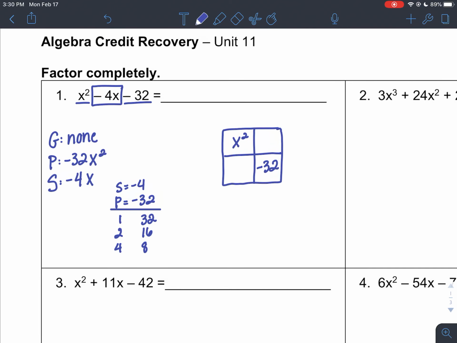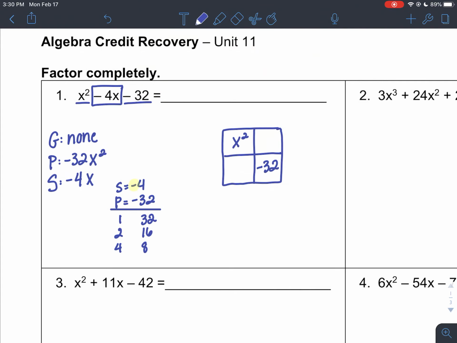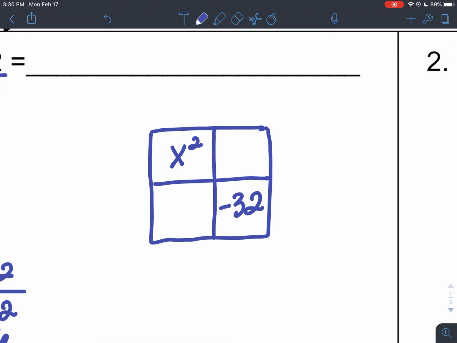Since my product is negative, that means that my signs need to be different. I have a bigger column of numbers and a smaller column of numbers, so my signs for those two columns need to be different. Your bigger column always matches the sign of your sum. Here we see that our sum is negative, so my bigger column all needs to be negative. Which one of these adds up to negative 4? That gives me 4 and negative 8. So I'm going to plug them in here, and it doesn't matter which box has what number.